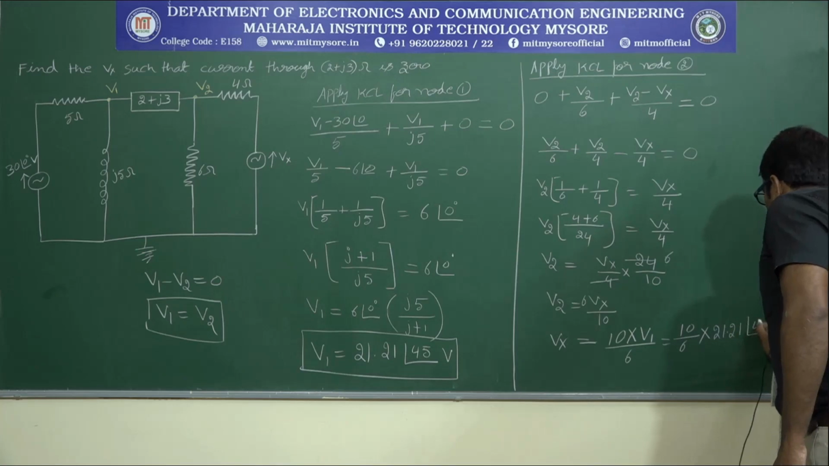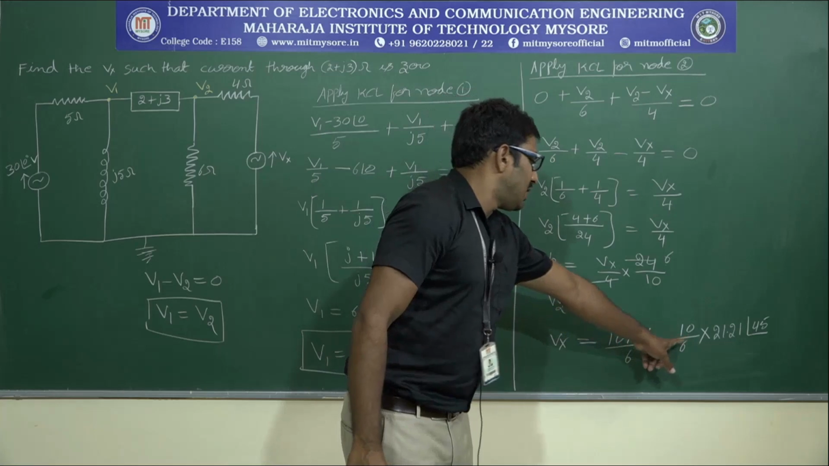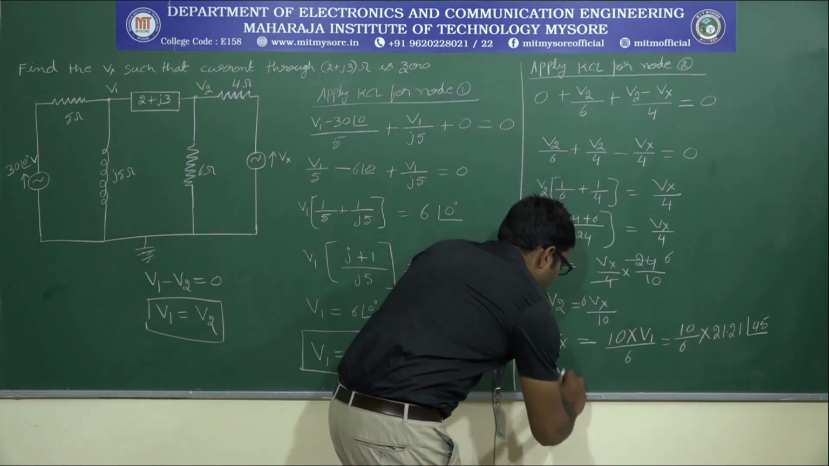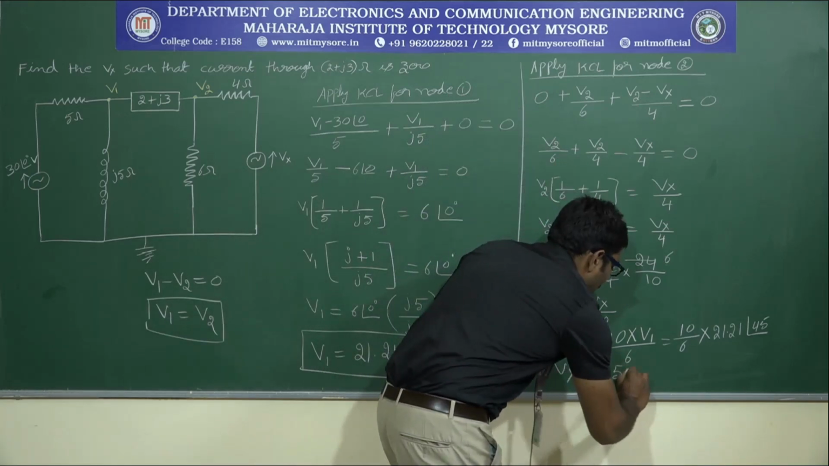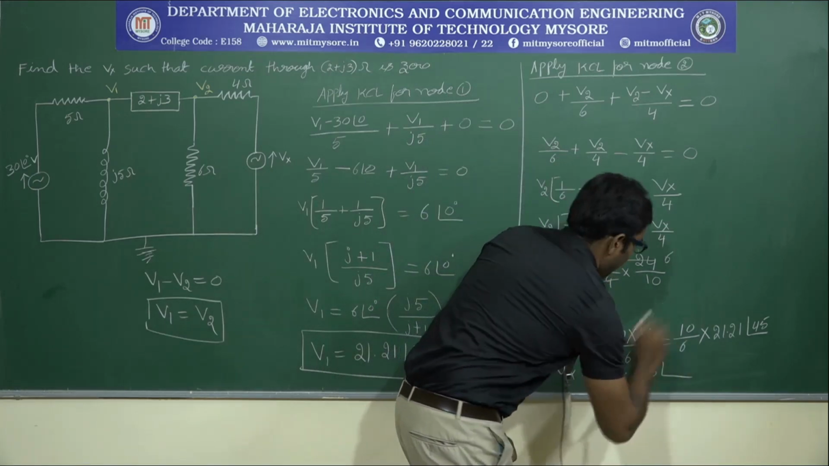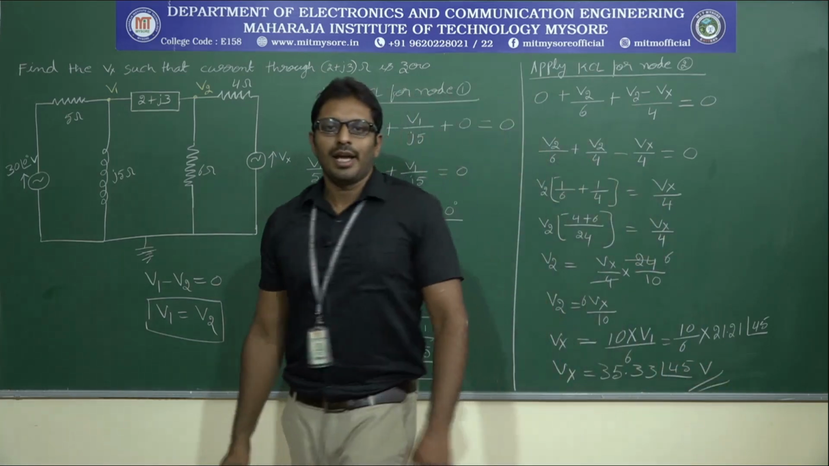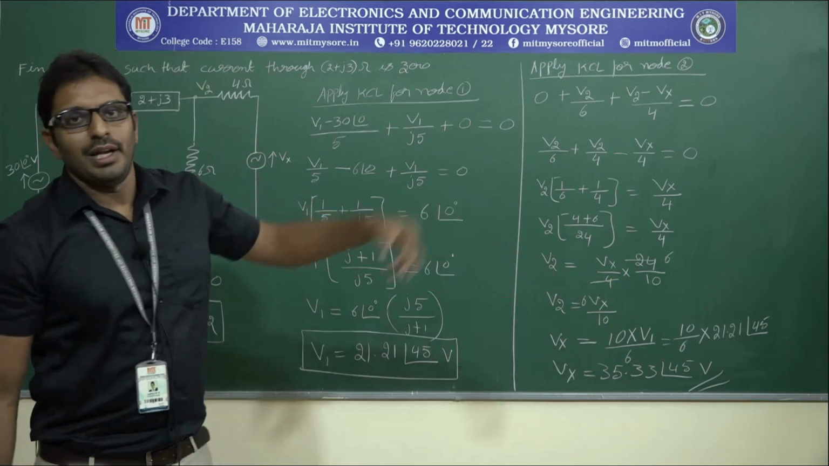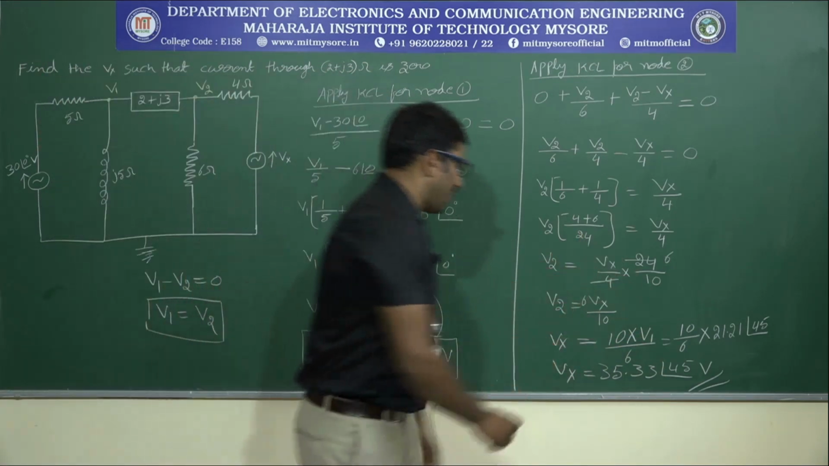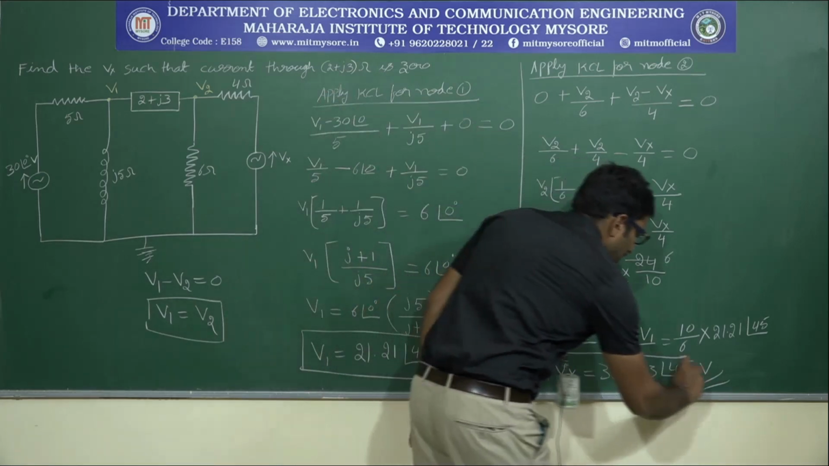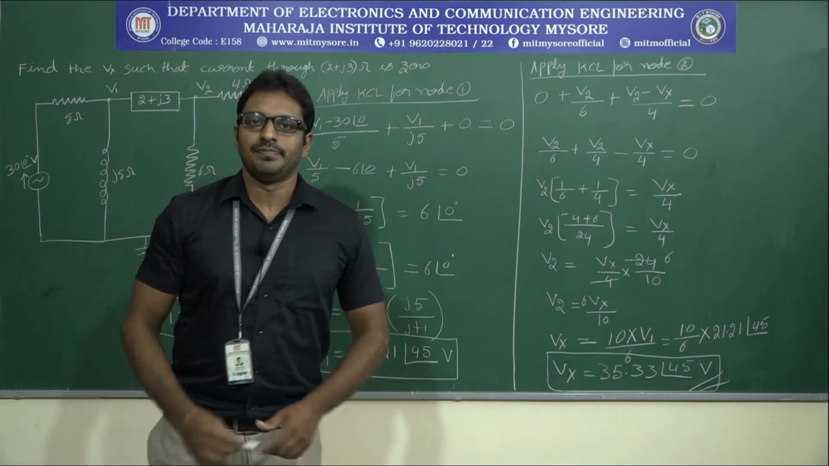21.21 at an angle 45. So just simplify this value and you will get Vx is equal to 35.33 at an angle 45 volts. So again, by using the calculator and keeping it in complex mode, just substitute this value, you will get Vx is equal to 35.33 at an angle 45.